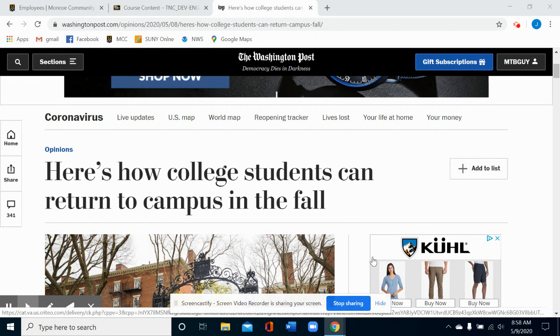This article from the Washington Post is dated May 9th, 2020, and it's in response to the COVID-19 crisis: how college students can return to campus this fall.